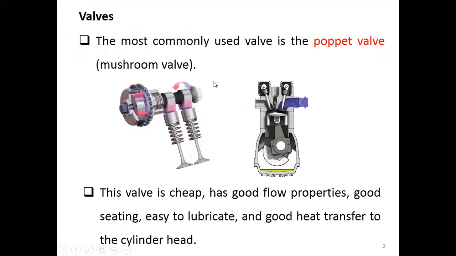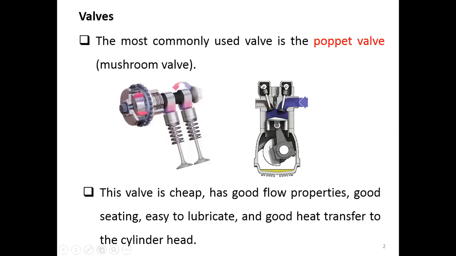Okay. The reason why this valve is so commonly used is that it is cheap, right? When you manufacture this shape of valve, it's not so complicated, which makes it cheap. Apart from being cheap, it also has good flow properties, right? Due to this shape, the air or the fuel mixture can flow without much resistance. It also has a good seating, right? Because of this mushroom shape.